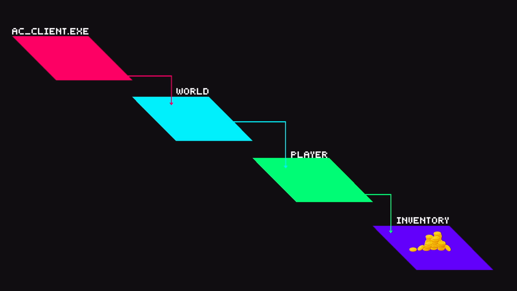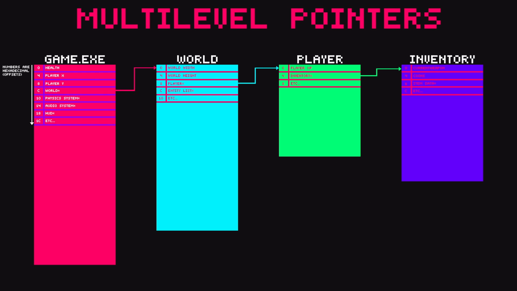Alright, so let's say we want to find coins. It seems like the coins are located in the last section, the inventory. So this is a technical overview of what a multi-level pointer may look like. Let's learn how it works. We start on the very left. We can see the copied exe file that's loaded into memory. And all the way to the right we have the inventory.